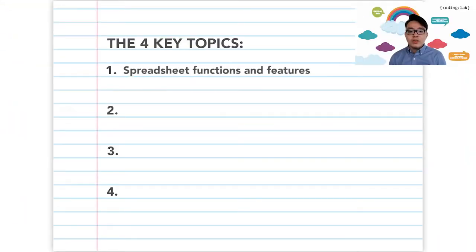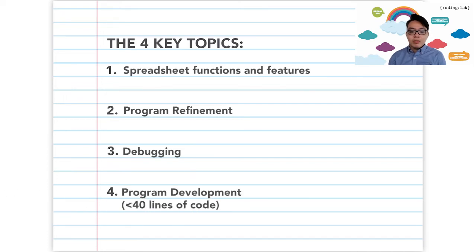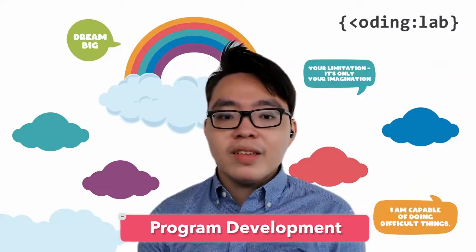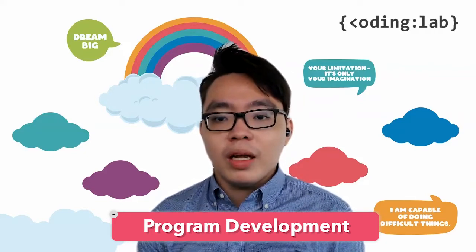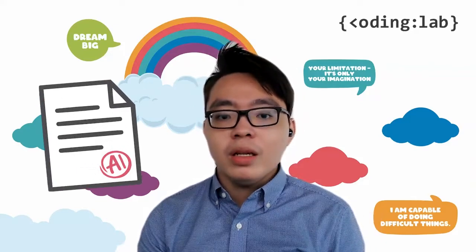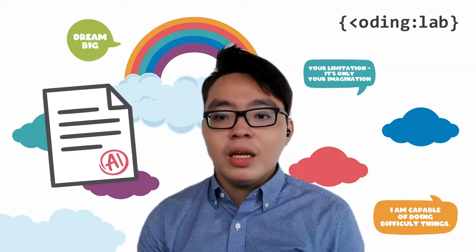In Paper 2, there are typically 4 tasks covering the following 4 key topics respectively: spreadsheet functions and features, program refinement, debugging, program development with lesser than 40 lines of code. Most students are worried about program development as it holds the most marks and the questions appear to be long and complex. To get your A1, you must ace program development, and I'm going to help you do it with ease.